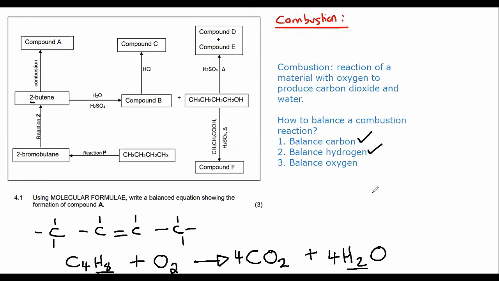And then lastly, we should balance the oxygen. Can you see that there are 8 oxygen atoms over here, because you say 4 times 2, and then there are another 4 oxygen atoms over here. So there's a total of 12 oxygen atoms on the right-hand side. And so on the left-hand side, we would need to put a 6 in the front in order to make sure that there are also 12 oxygen atoms on the left. Okay, so that is how you would do that question. I'm now going to move on to the next question.